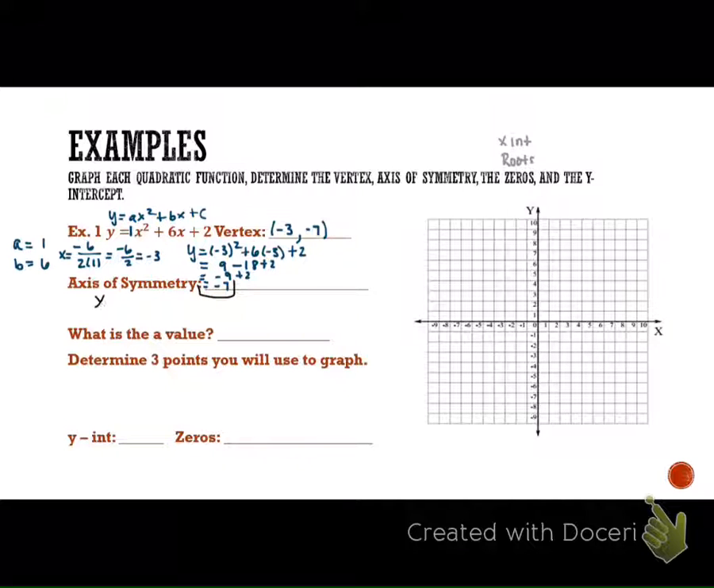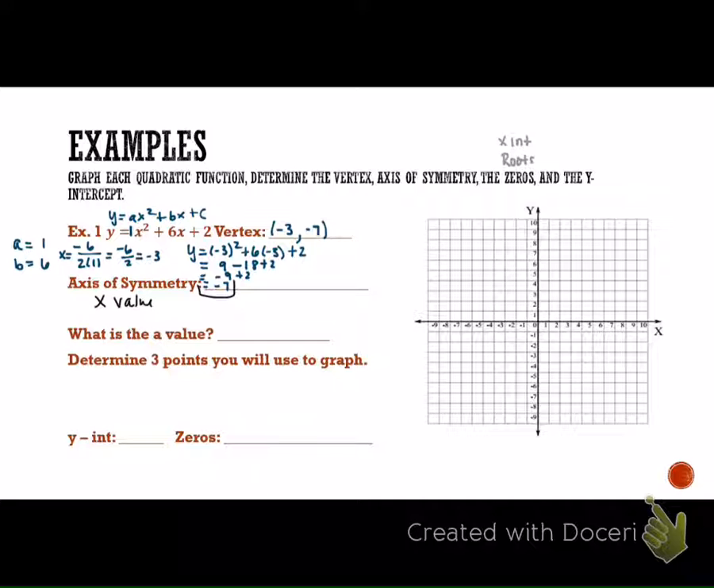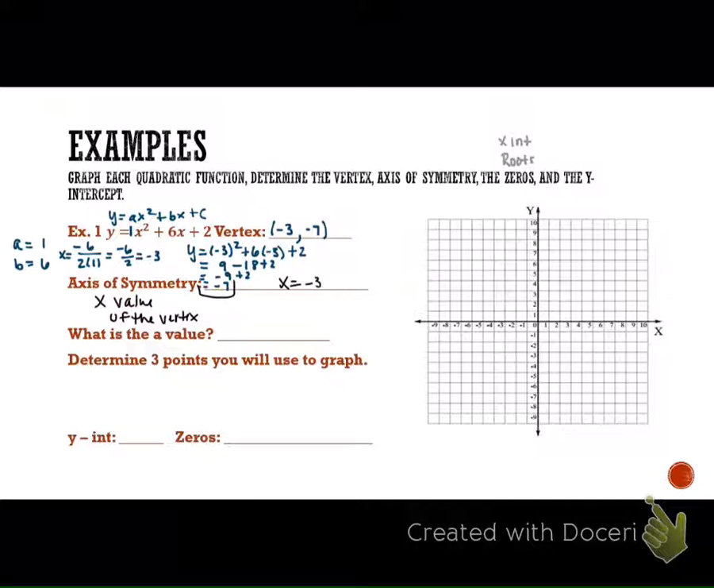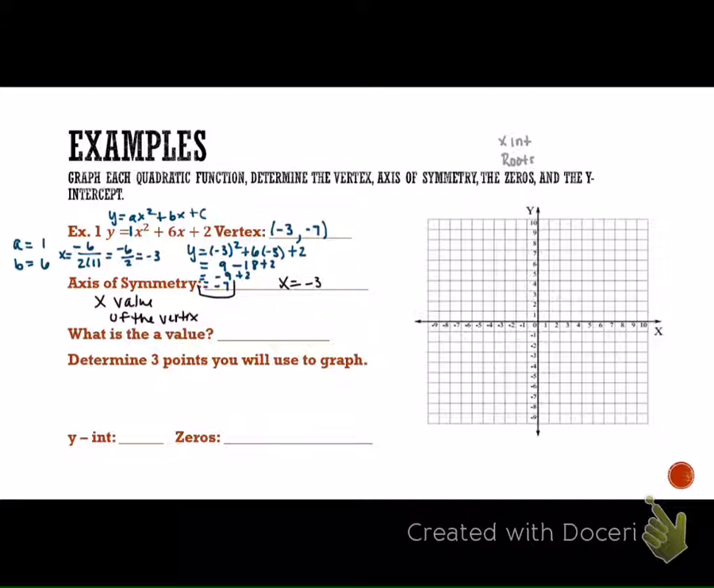And we said the axis of symmetry is the x value of the vertex. What's the x value of your vertex? And it's always an x equals equation, so that's x equals negative 3, because it's a vertical line. So always make sure you put that x equals in there.